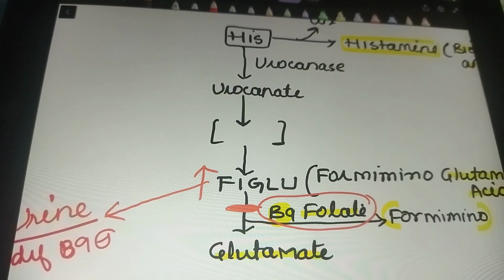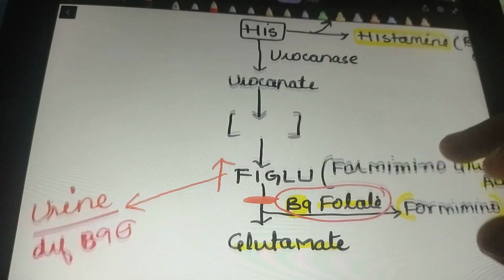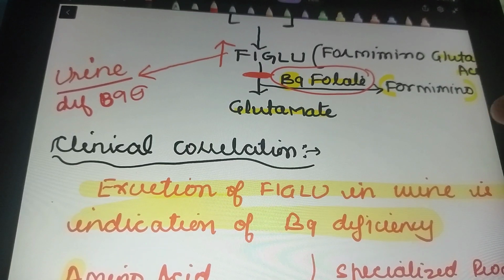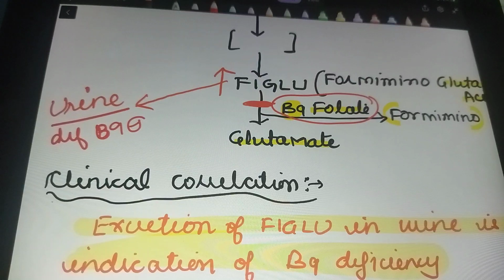Histamine is just the decarboxylation product of histidine. That's all. FIGLU is not a byproduct, it's an intermediate substrate in the formation of glutamic acid from histidine, where FIGLU is converted to glutamic acid in the final stage, where vitamin B9 is essential. If there is vitamin B9 deficiency, FIGLU will be more in the urine. That's how we can differentiate whether vitamin B9 deficiency is there or not. So that's all about this clinical correlation, which I already told. This is what we're talking about: the basic amino acids.